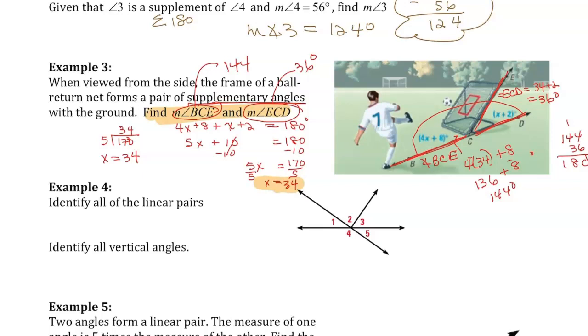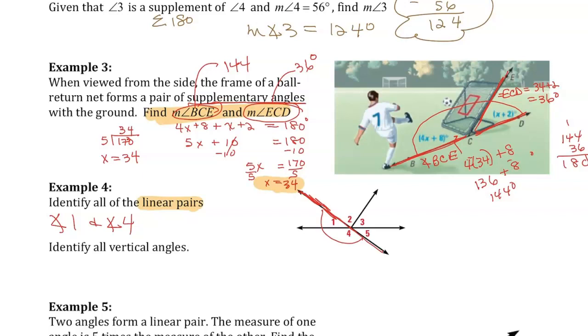Okay, next one, example 4. Identify all of the linear pairs. Linear pair is something very specific. It's 2 angles, because it's a pair, that lie on a line. So look what I can see. I see these 2 angles lie on this line right here. So they are a linear pair. Angle 1 and angle 4.